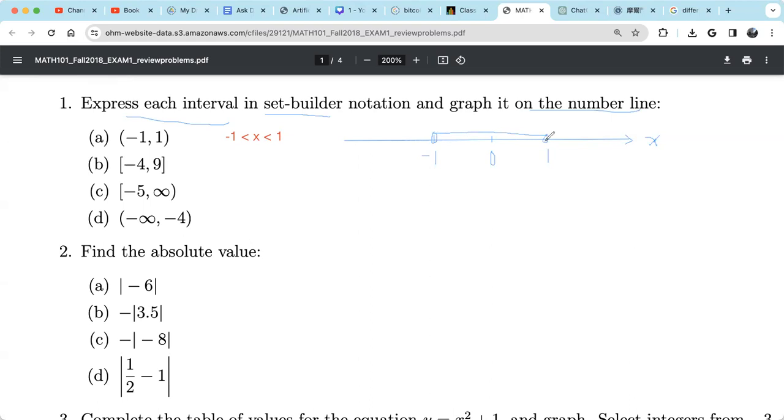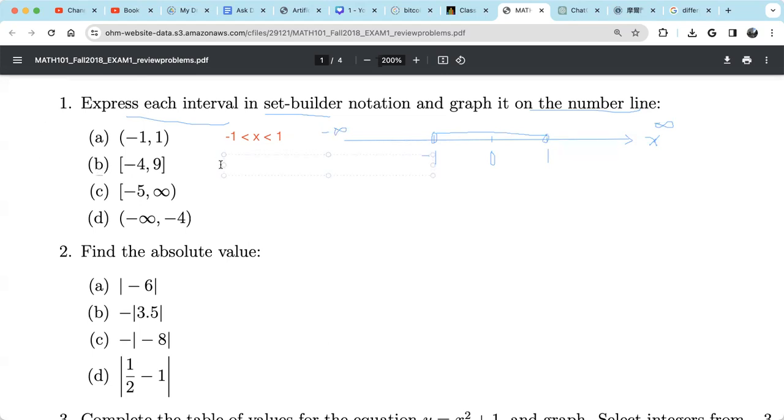We always look from left to right, from a smaller number to a bigger number. If we remember, on the very left end is negative infinity, and on the right end is positive infinity. Infinity is just an idea. It just means the numbers to the right grow bigger and bigger, and to the left, they become smaller and smaller. So that's one. So let's say B.